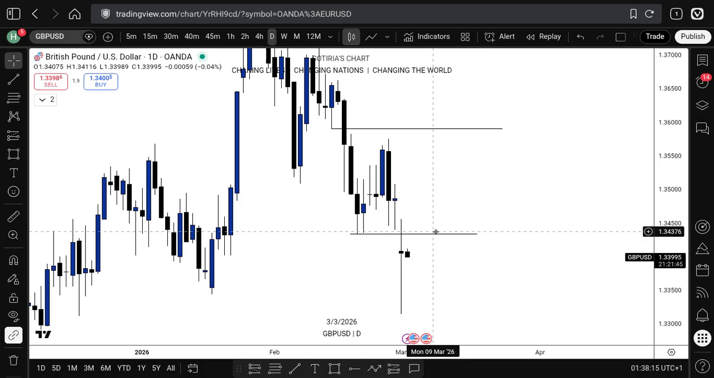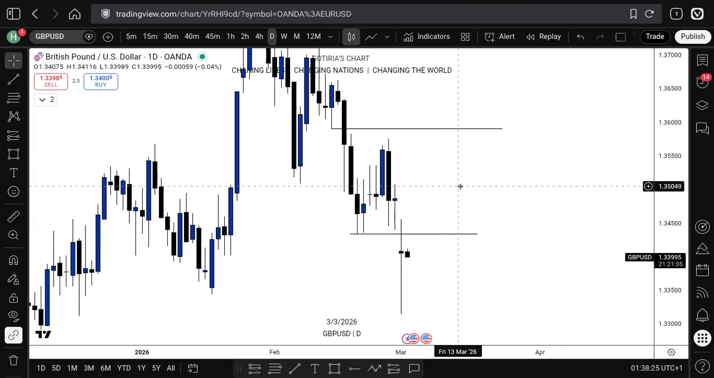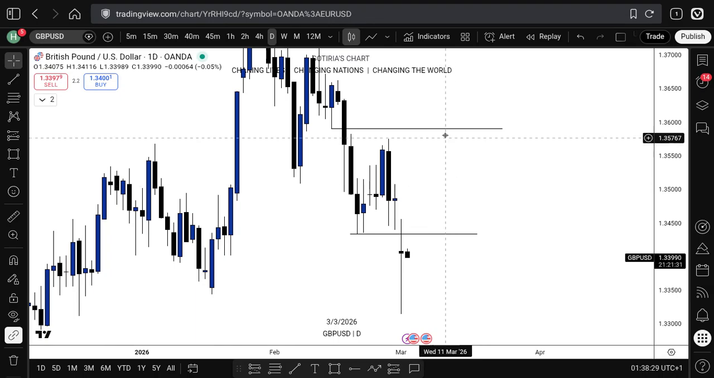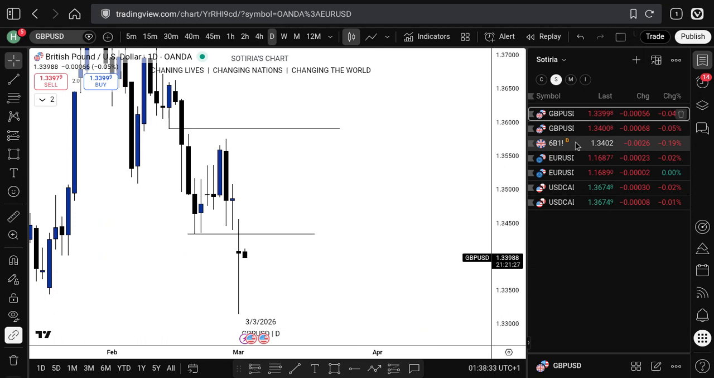So that's what I have on GBPUSD. There is no direct entry yet. So I'm just waiting for price to come here or come here and give us a nice 4 hour engulfing confirmation. Then we sell. Now over to EURUSD.